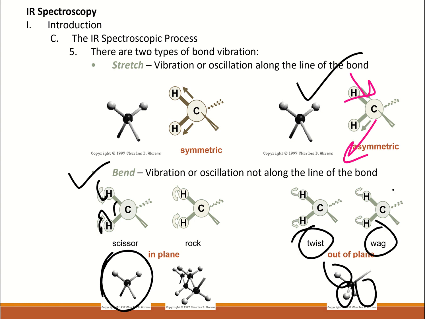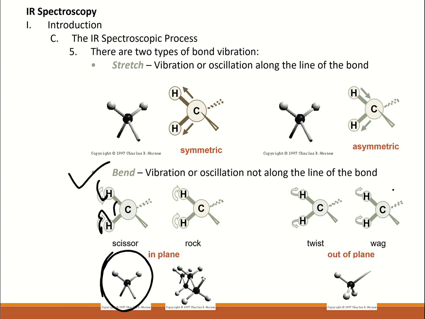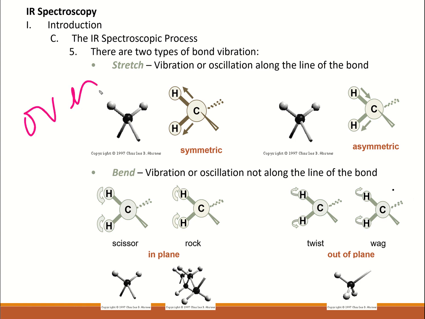Then beyond this, there are some other vibrations as well. Those are called non-fundamental vibrations. In non-fundamental vibrations, there is overtone, and we're going to explain this further. What is overtone? These are observed at twice the frequency of a strong bond, for example, the carbonyl group.